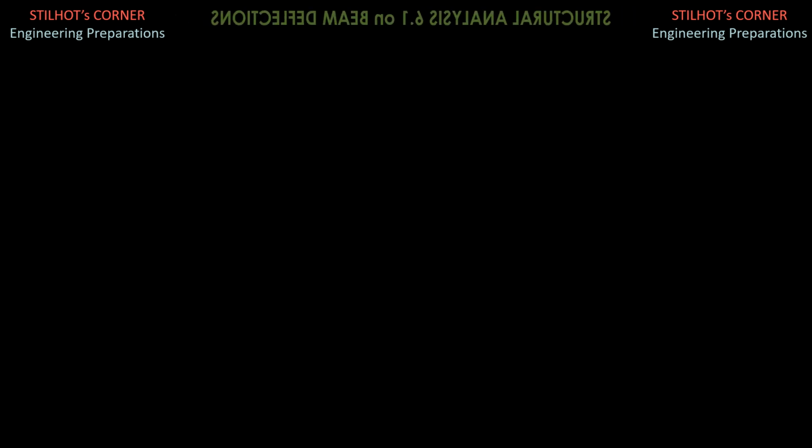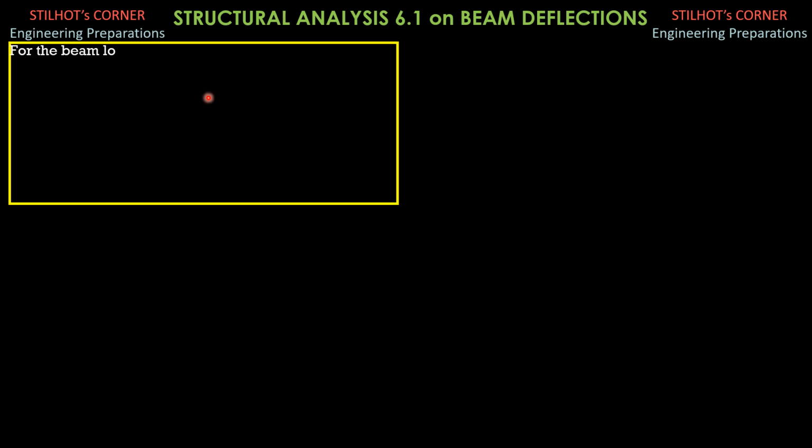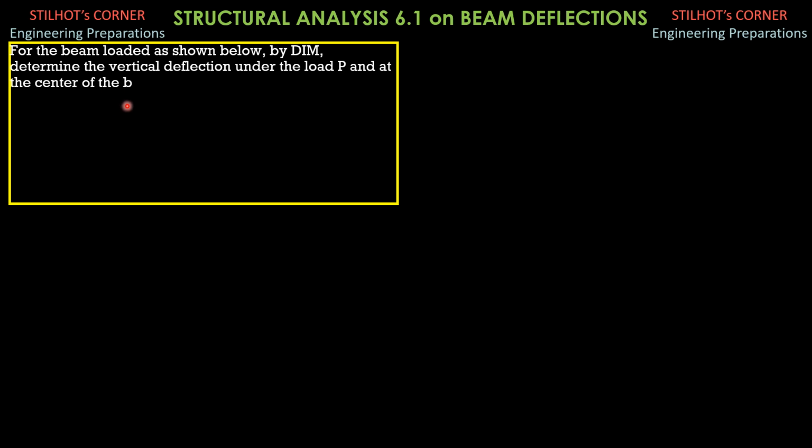Hello, future engineers. There is another video in structural analysis, particularly on beam deflections. For the beam loaded as shown below, by the double integration method, determine the vertical deflection under the load P and at the center of the beam with constant EI. I use the following data. A equals B equals C equals L over 3. And for part B, A equals C equals L over 4, B is L over 2.